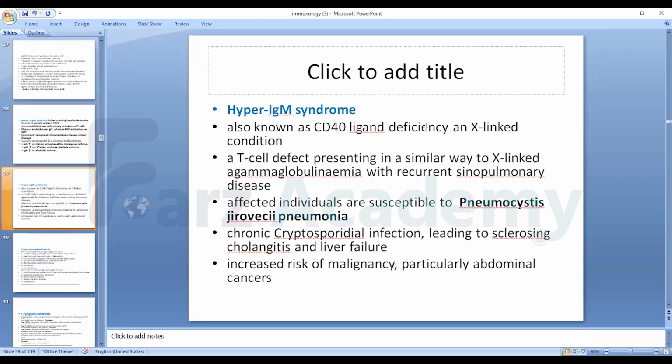So hyper IgM syndrome, also known as CD40 ligand deficiency, is an X-linked condition. So it is a deficiency of CD40 ligand. It is a T cell defect presenting in a similar way to X-linked agammaglobulinemia with recurrent sinopulmonary disease. Affected individuals are susceptible to Pneumocystis jirovecii pneumonia. This you have to remember. Chronic cryptosporidial infection leading to sclerosing cholangitis and liver failure, and increased risk of malignancy, particularly abdominal cancers.